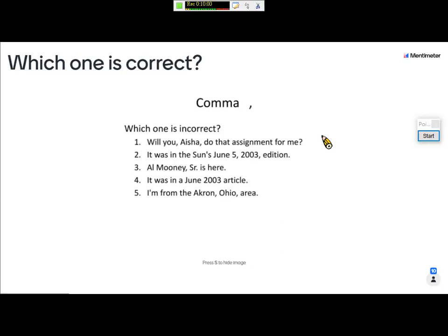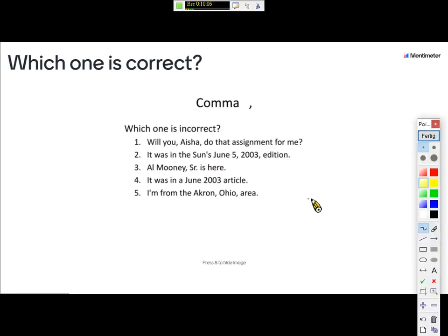Okay, let me provide the answers for you. What do you think, which one is incorrect? Basically, this one is incorrect. L. Moon is senior. You need to put a comma after it. It's here. All else are correct, basically.